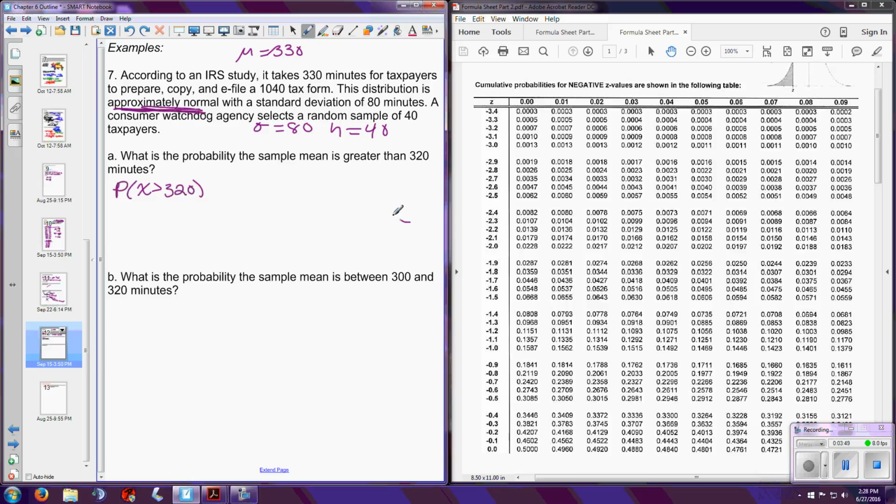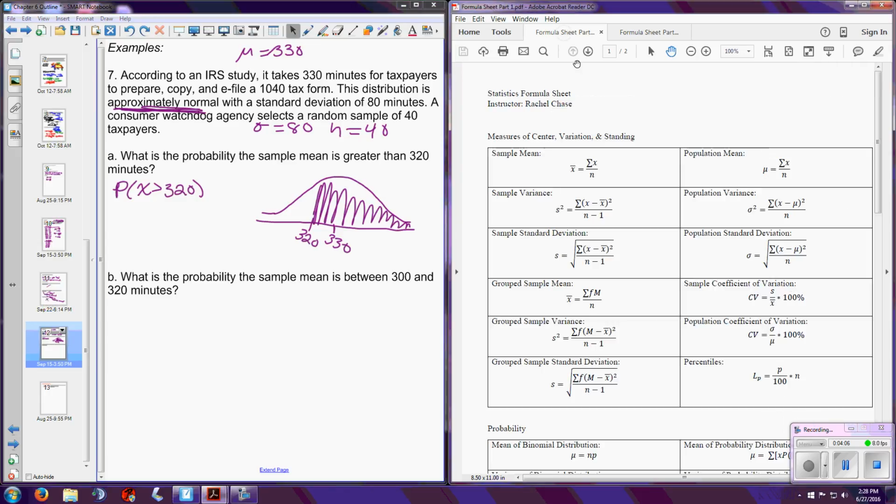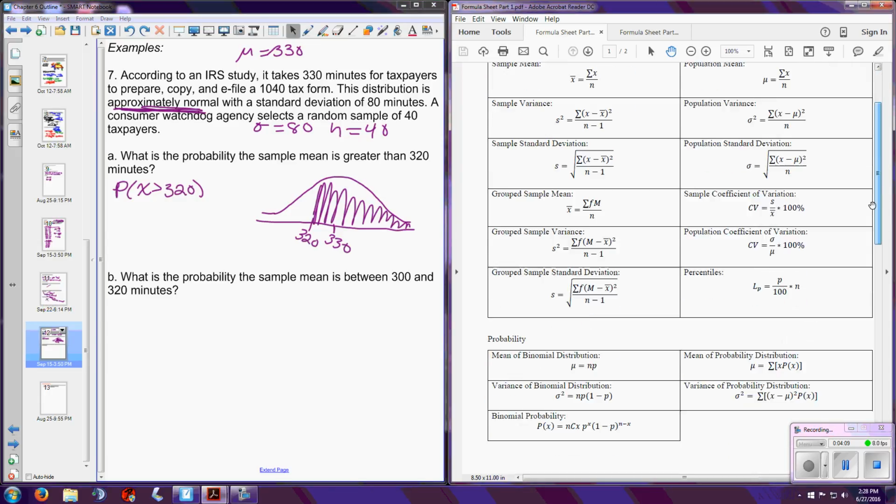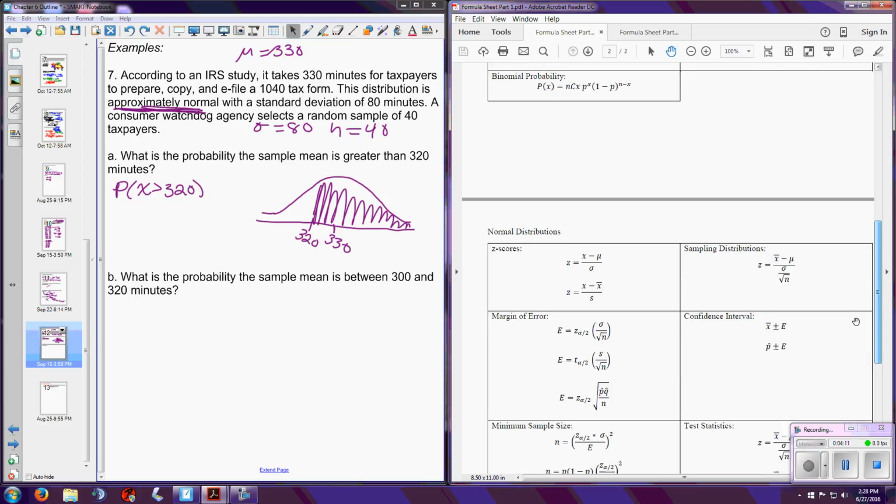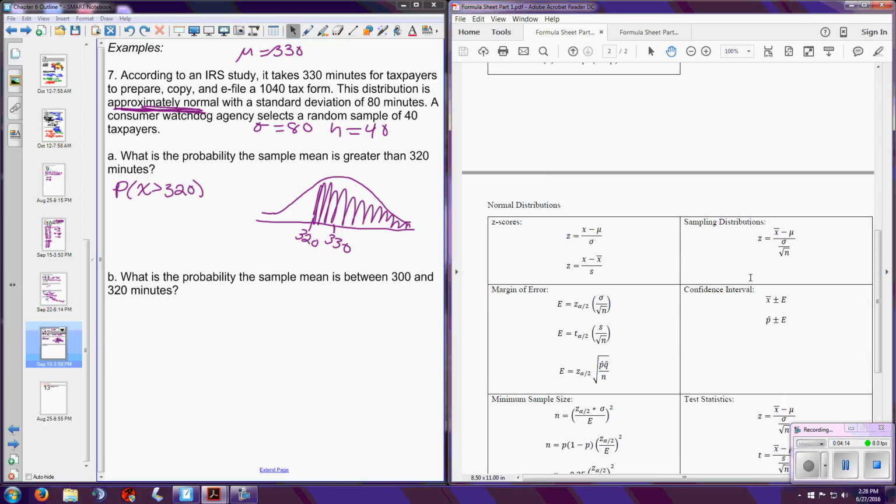Well, the central limit theorem allows us to use a spin-off of the z-score formula. What does that look like? Let's see. Well, if 330 is here, 320 is over here, and we're looking for greater than, which is off to the right. Now, unlike before, let's go back to our formula sheet here. If you remember from our sampling distributions of sample means, we talked about what it meant to have to scale our standard deviation. We're no longer dealing with that standard deviation because that only works for the population. But here we have a sample. So we're going to use our sampling distribution formula.